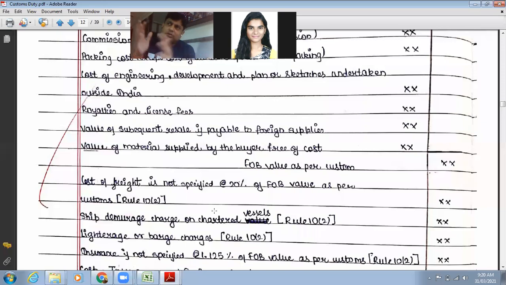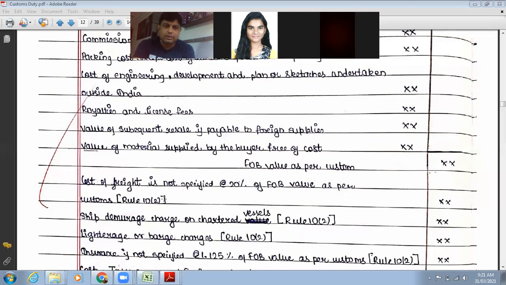Because every cost which the importer is going to incur for that product or services is going to be charged from the customer. That is for sure. They will charge it from the customer. Okay. So if the cost is given, no problem. If it is not given, then you take 20% of FOB value. FOB value means free on board value as per customs. This value, you have to take 20% of it, okay?